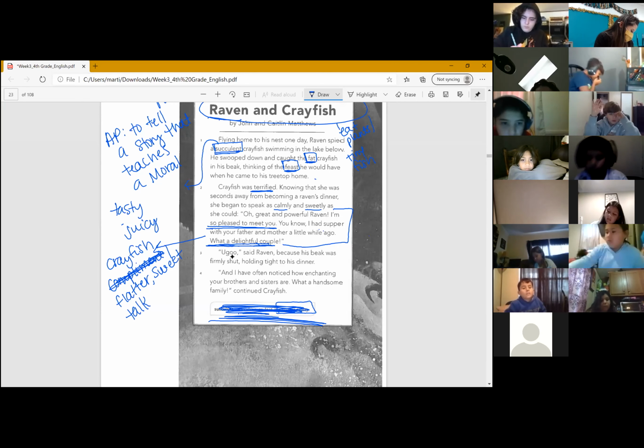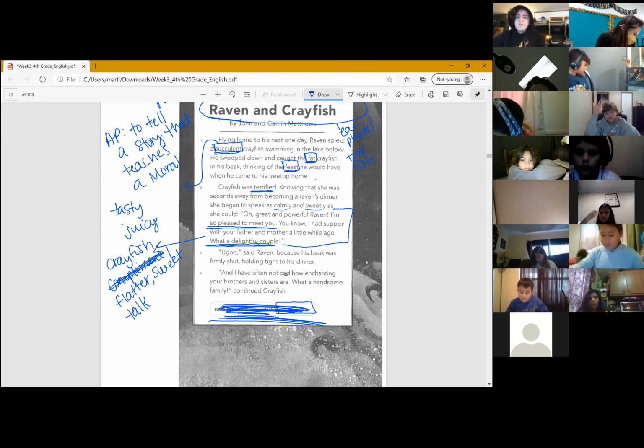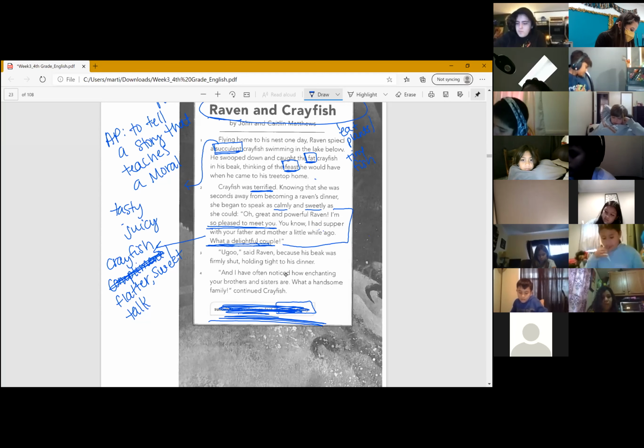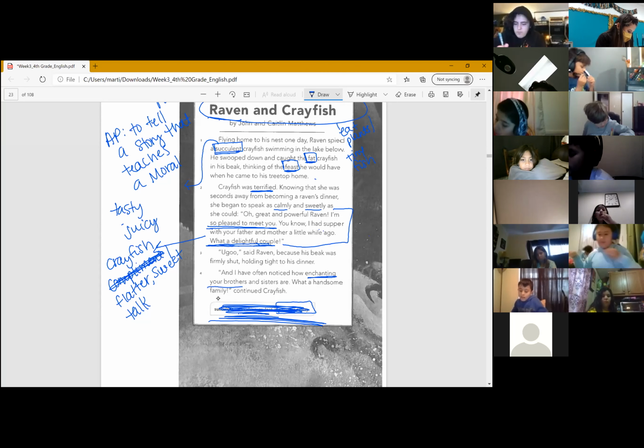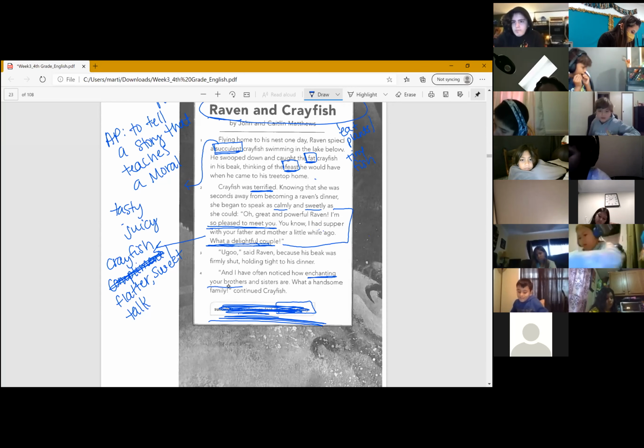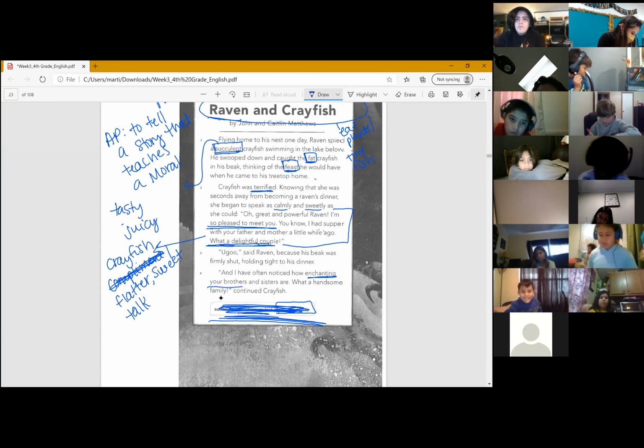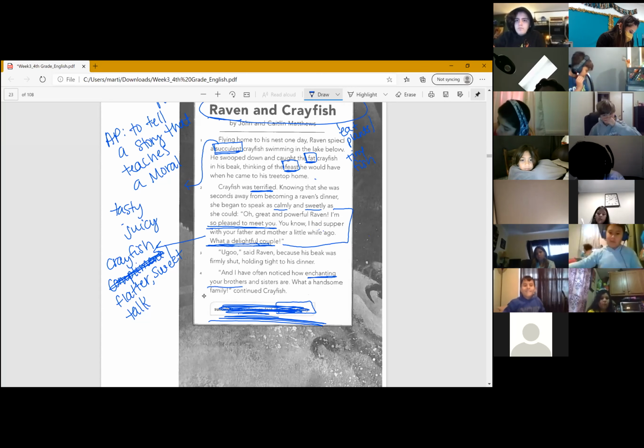Ugo? Ugo, said Raven, because his beak was firmly shut, holding tight to his dinner. And I have often noticed how enchanting your brothers and sisters are. What a handsome family, continued Crayfish.